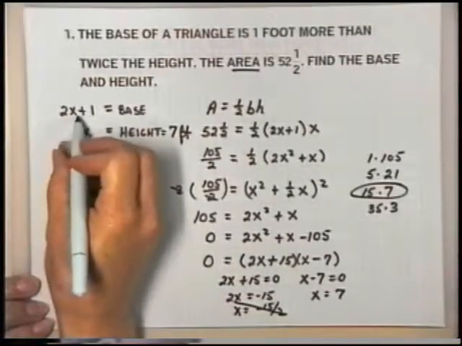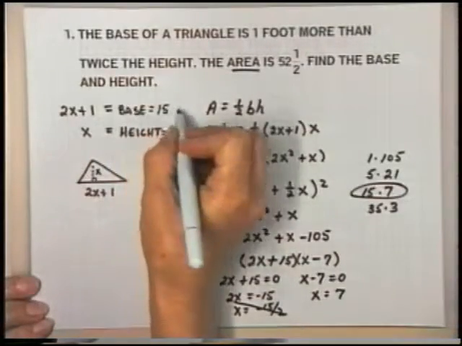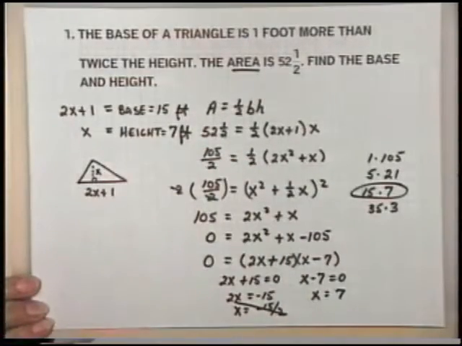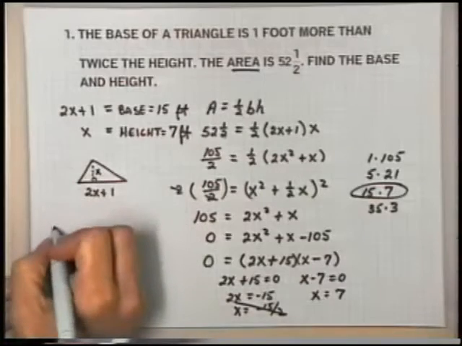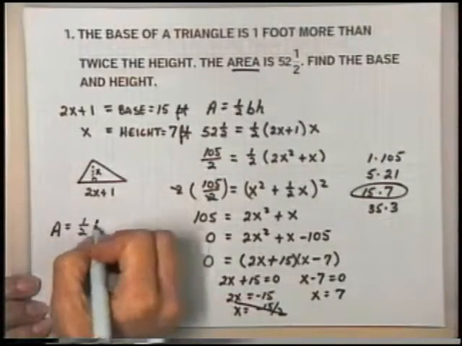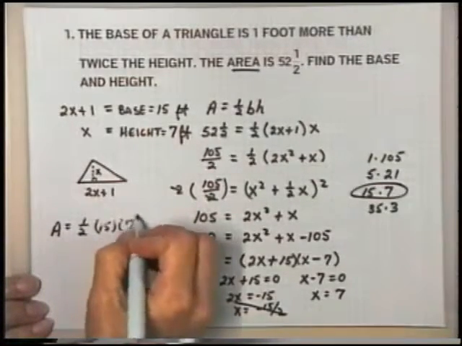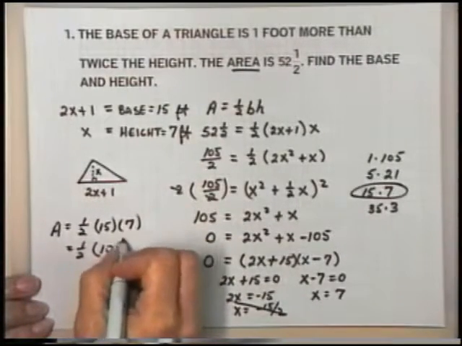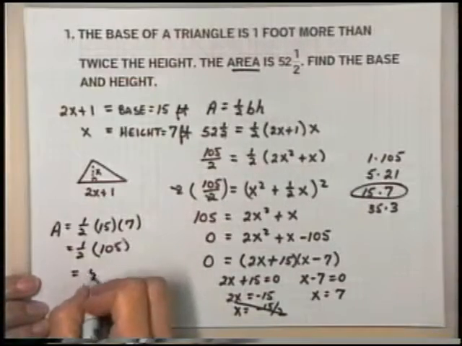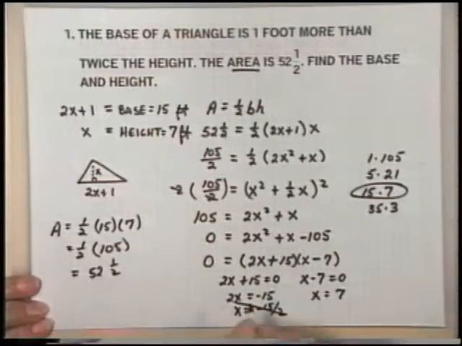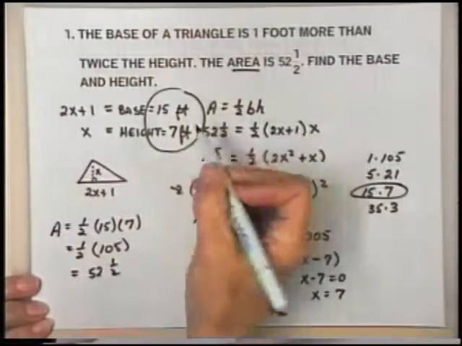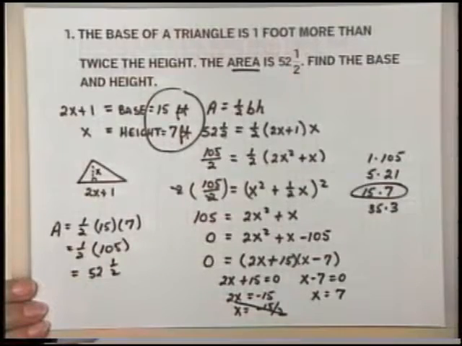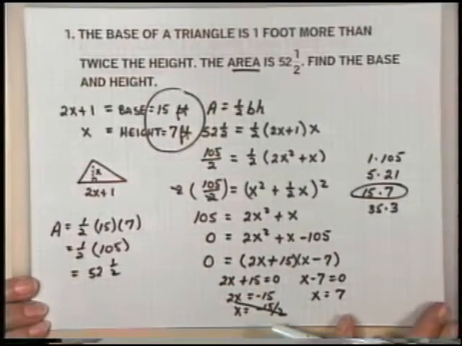Our units was feet. If x is 7, 2 times 7 is 14, plus 1 would be a base of 15 feet. Our base is 1 foot more than twice our height. Checking the area, 1/2 times a base of 15 times a height of 7. We have 1/2, 7 times 15 is 105, and 1/2 times 105 is 52 and a half. So our correct solution is our base of 15 feet and a height of 7 feet.